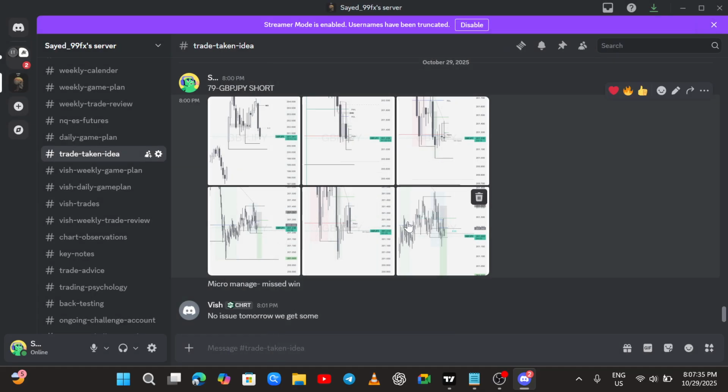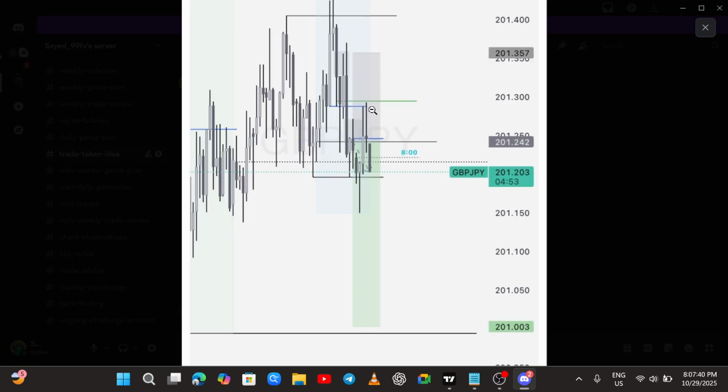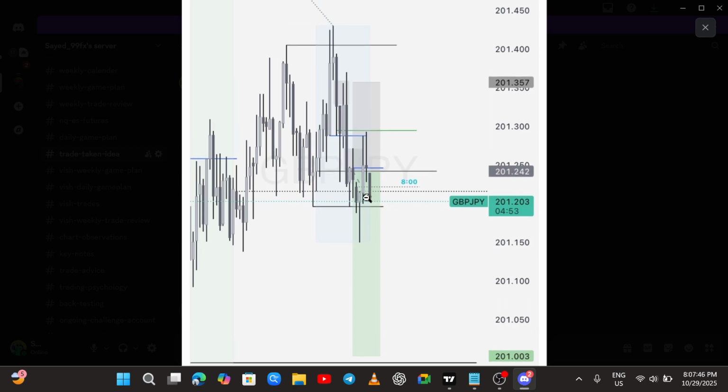This was a 1:2 target, and this is where I exited the trade. What I told you: if 8 a.m. wants to reverse, it will reverse from here, from this low. What happened? Price came down from open. Price came low first. So if it's a bullish candle, what do we have?